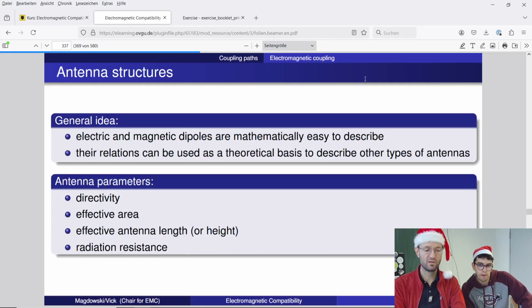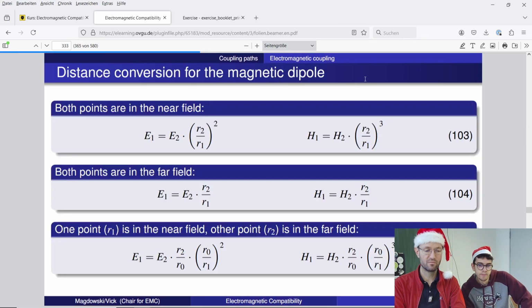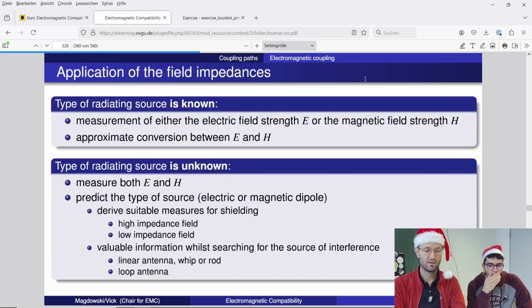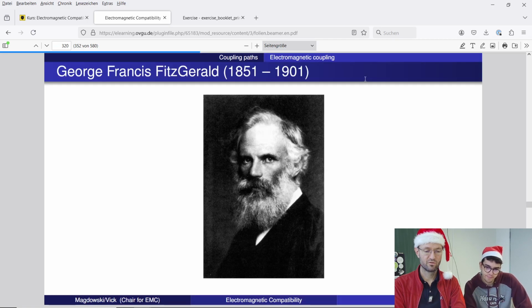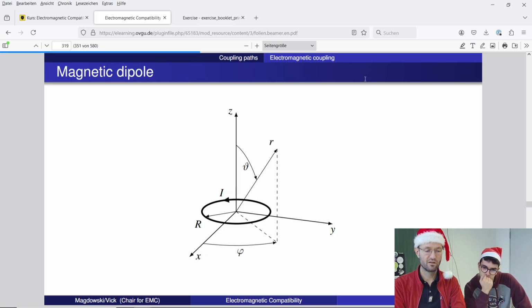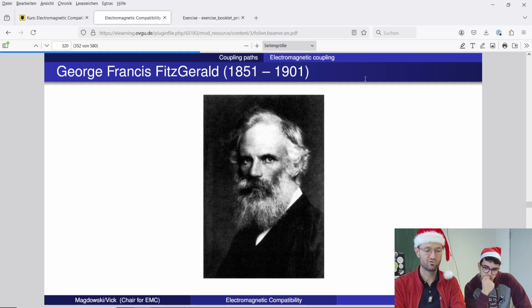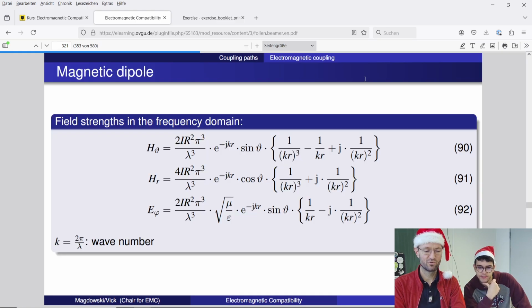to the real formulas of the magnetic dipole that were somewhere here. Yeah, so this was, I already skipped. This was the magnetic dipole, this circular loop with this radius. This is the George Francis Fitzgerald guy, I think some Scottish, Irish, something like this physicist. I would need to check.